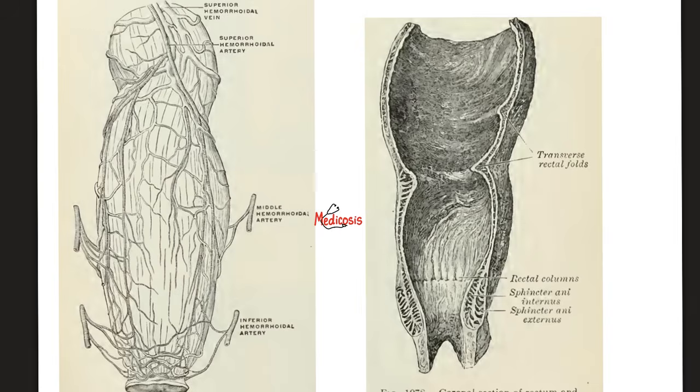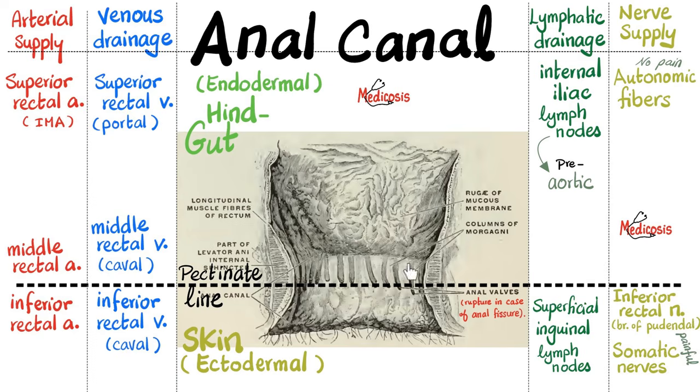Here is the rectum and anal canal. There is the internal anal sphincter, involuntary, and external anal sphincter, voluntary. And this is the most important slide in the entire lecture. Here's the anal canal above the pectinate line and below the pectinate line.